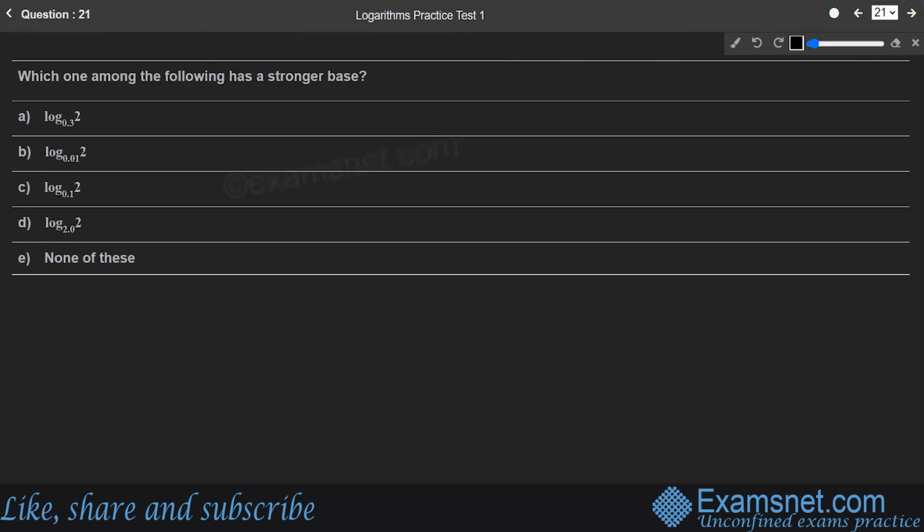Which one among the following has a stronger base? Let us just judge it. The stronger base will be the one in which the base value is very high. The first value is 0.3. The next base is 0.01. Another base is 0.1, and the last base is 2. Okay, these are the bases.